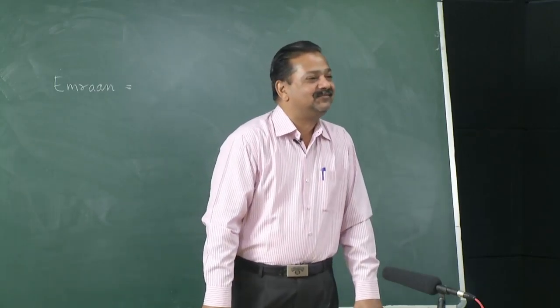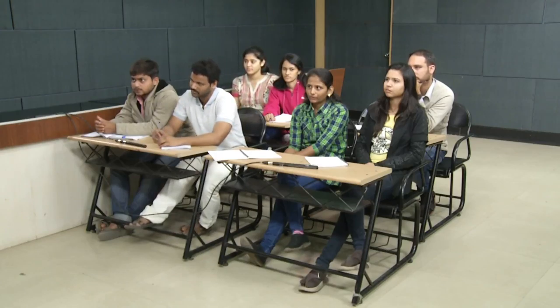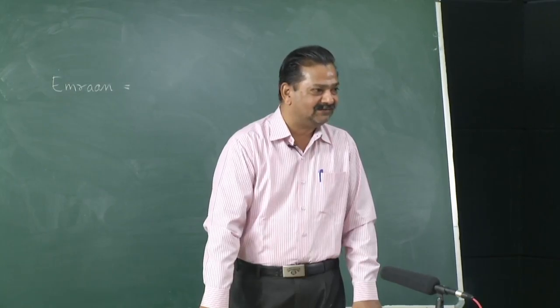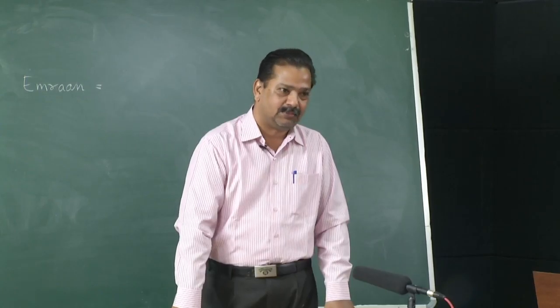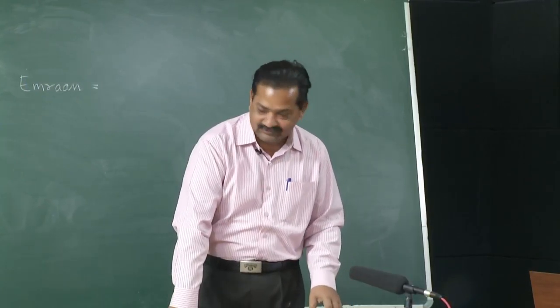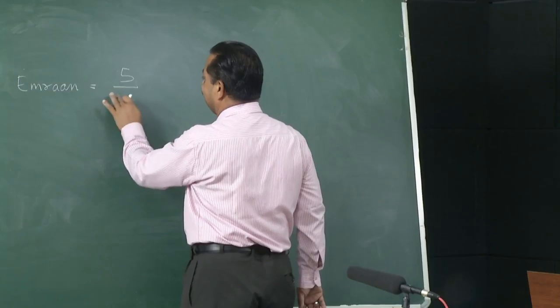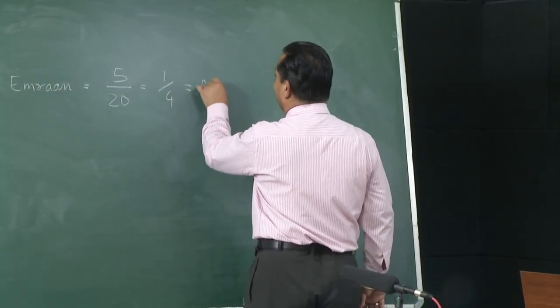The speed of light is approximately 3 lakh kilometers per second. So what is the speed of Imran? 0.25 kilometer per minute. This is like 5 kilometers in 20 minutes.